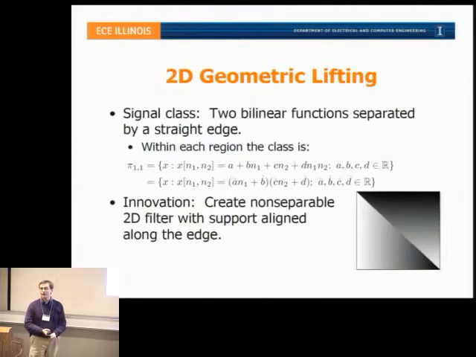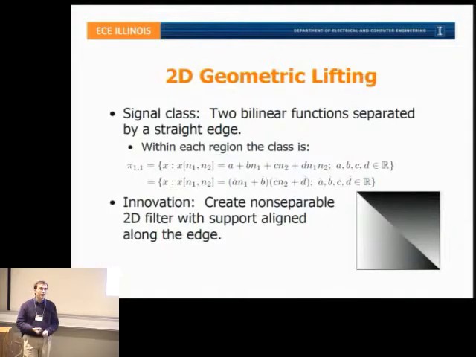So how am I going to do this? We'll start with a very simple case. Let's say that our signal class is 2 bilinear functions separated by a straight edge. For example, this picture in the lower right. In each of the 2 parts, it's a bilinear function. In this case, you can see it's a separable bilinear function, that it could be linear in each direction. And then there's an edge at some angle, which could be completely discontinuous. And that angle of where the edge is can rotate to be any angle it needs to be.